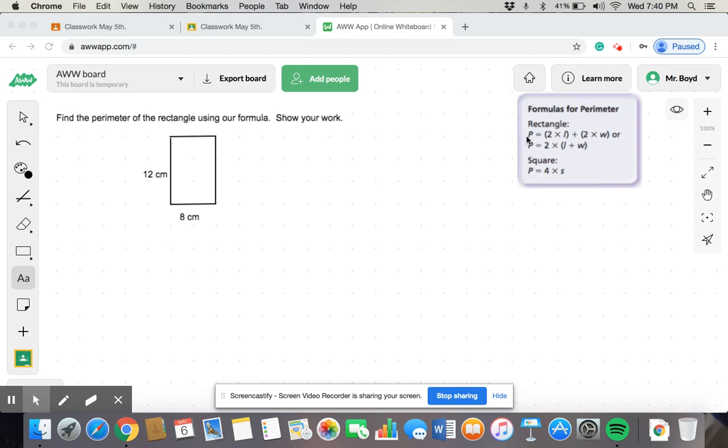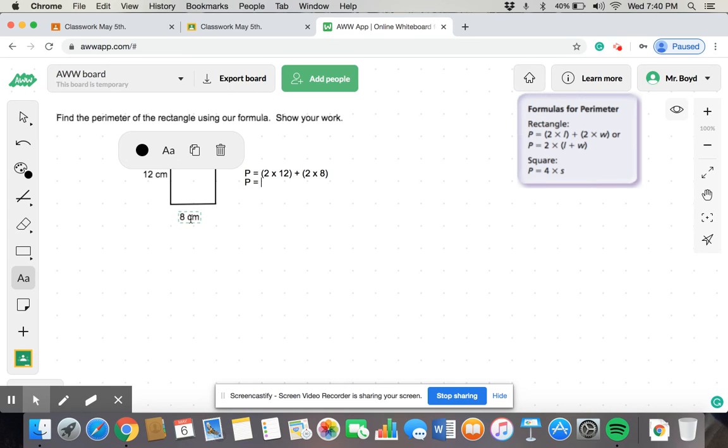So the first one we have is perimeter equals 2 times length plus 2 times width. So our length is 12 centimeters. Our width is 8 centimeters. So I am going to type in P, perimeter, equals 2 times 12, because that is our length, plus 2 times 8, because that is our width.